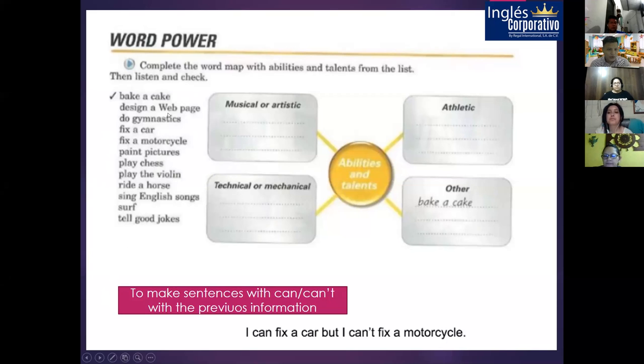Okay, in this case, you can say design. Diseñar página web. Yeah, thank you, Carla. Design. So we got sing. Sing. Cantar canciones en inglés. Yeah, really good. And this one, jokes. Como bromas o chistes, really good jokes.